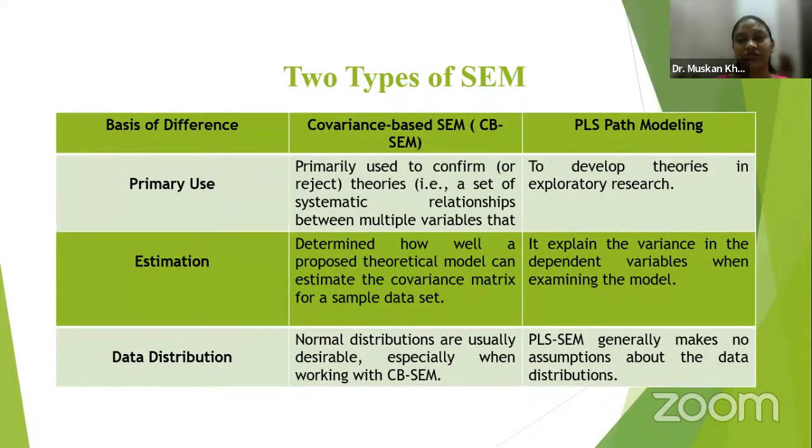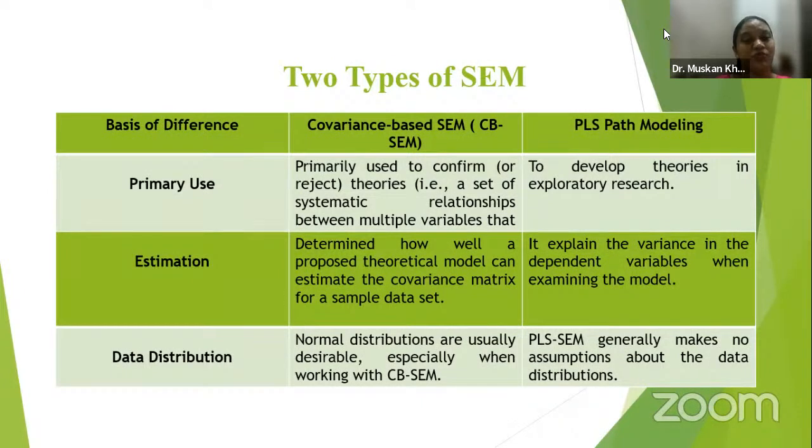Basically, we have two types of SEM, covariance based and PLS path modeling. So what is the basic differentiation between covariance based SEM and PLS path modeling SEM, that is PLS-SEM? This particular slide is very important because it differentiates the types of SEM. People have confusion about whether to use PLS-SEM or CB-SEM. So this slide, I hope, will clarify your doubt.